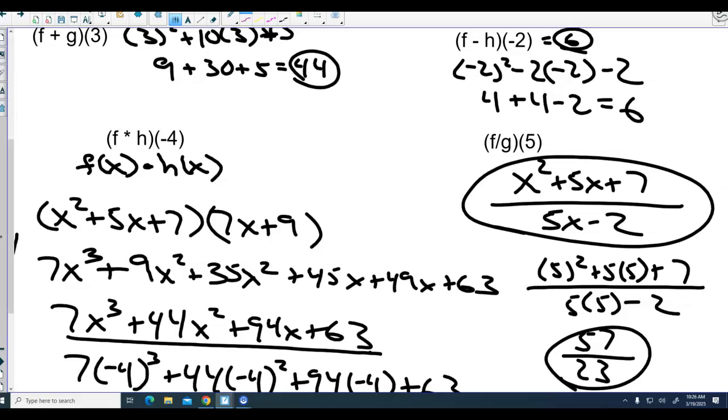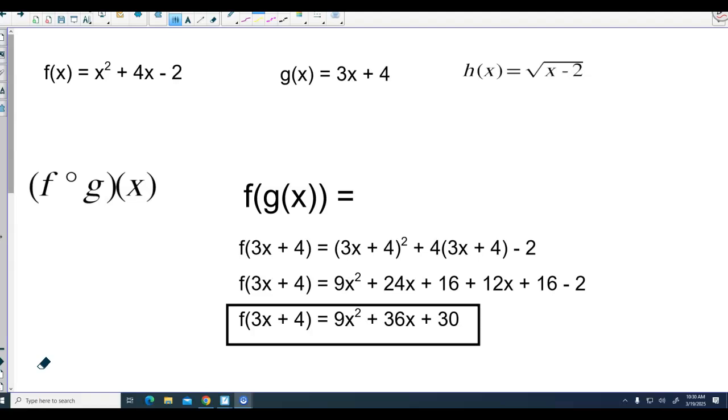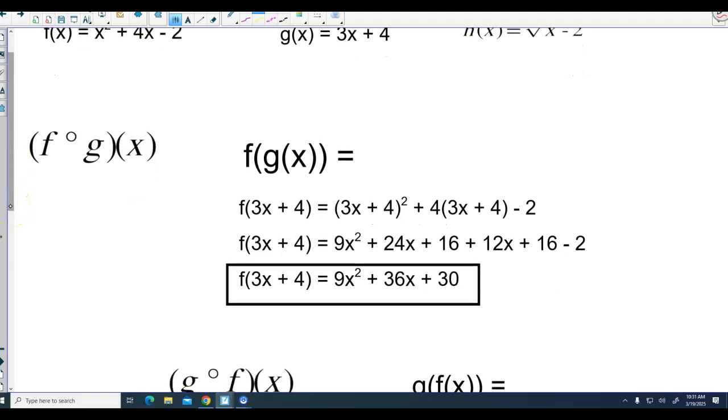Yes, Angel? Okay. F of g of x. See this open dot here? If it was closed, we'd be multiplying. Or if it was like an asterisk, we'd be multiplying. So, JJ, to answer your question, that's what the open dot means. It means f of g of x. It's the same as this.